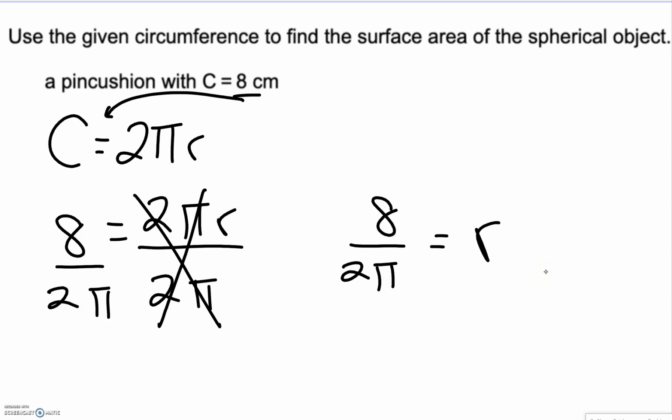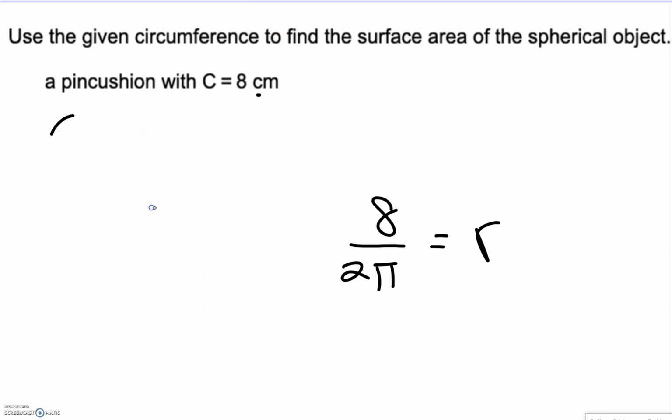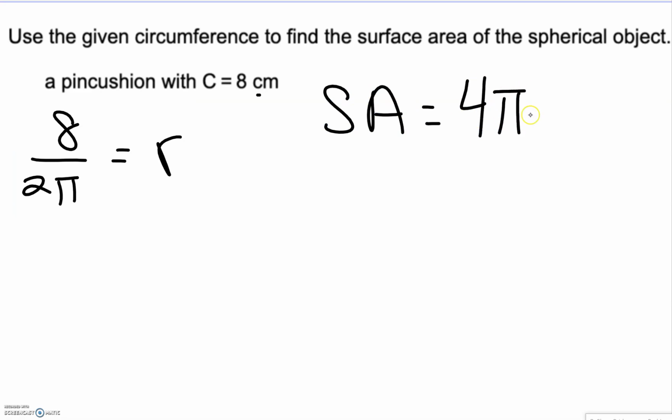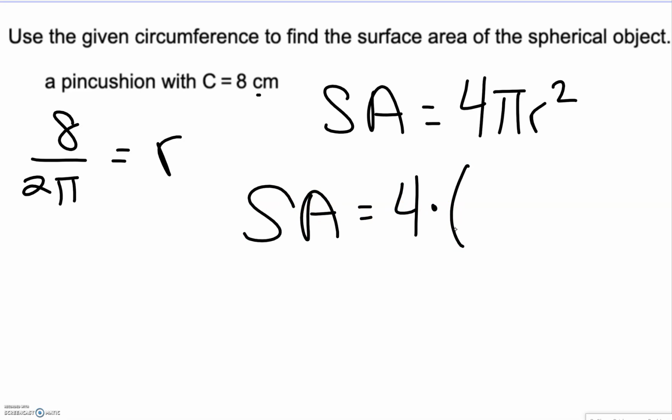Now, I'm not going to change this yet because it's going to give me something weird. I'm just going to erase this very quickly so we have some more room to work. So radius equals 8 divided by 2 pi. We know that the surface area of a sphere is 4 pi r squared, so we're just going to plug that in. Surface area is equal to 4 times the radius squared, which is 8 divided by 2 pi, squared, times pi.